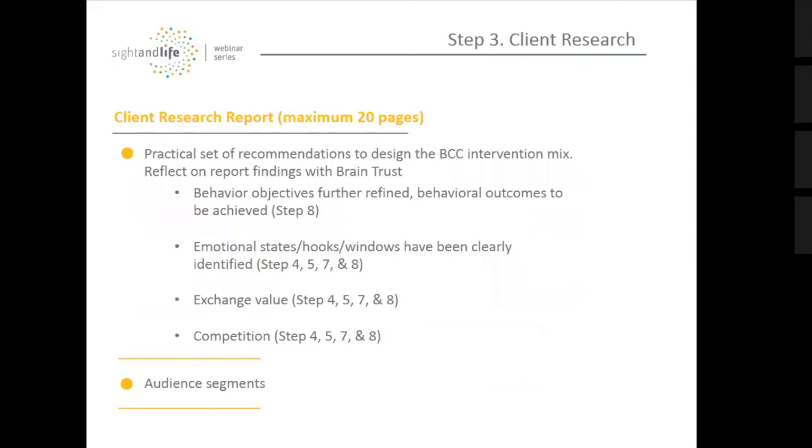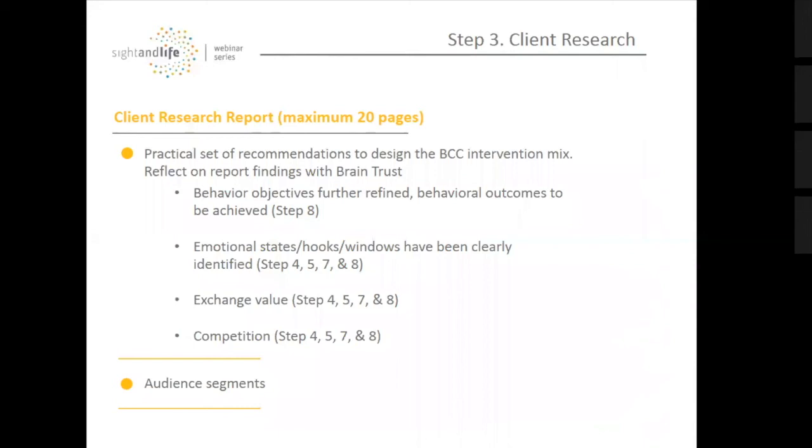All right, so we're nearing the end. I know it's a lot of information, but we're getting there. Okay, so step 3 culminates with the research report. Again, this should be maximum 20 pages. I've seen research reports of 200 or 300 pages, and that's just a lot of information to go through. So keep it brief and stay focused.